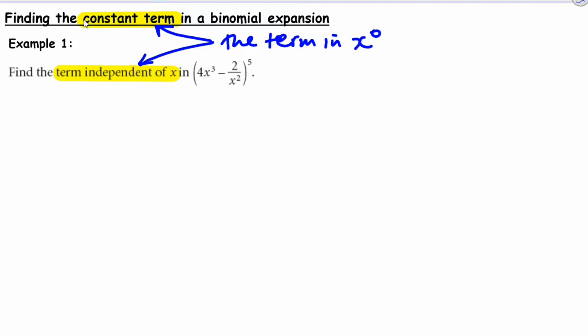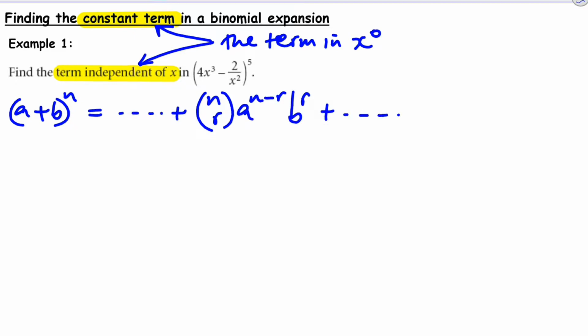Because it's a specific term, we need to use the general term formula to find that specific term. And before we write down the general term formula, we need to write down the binomial expansion formula, or the binomial theorem. The binomial theorem goes like this: (a + b) to power n is equal to whatever comes first, plus the general term, which is given by this formula, plus whatever comes next. So by inspection in this question, a is equal to 4x cubed, b is equal to -2 over x squared, and of course n is equal to 5.